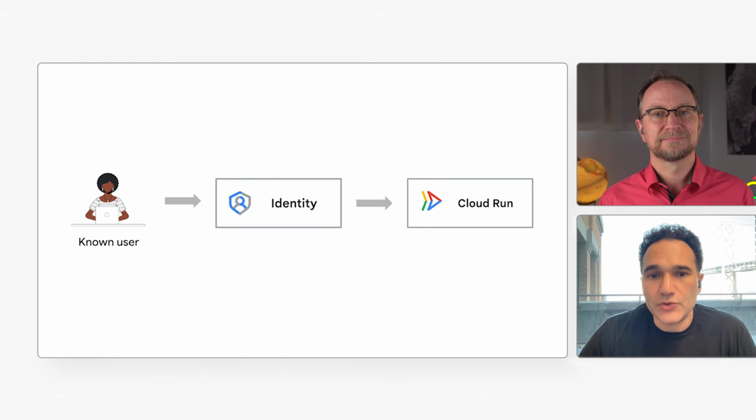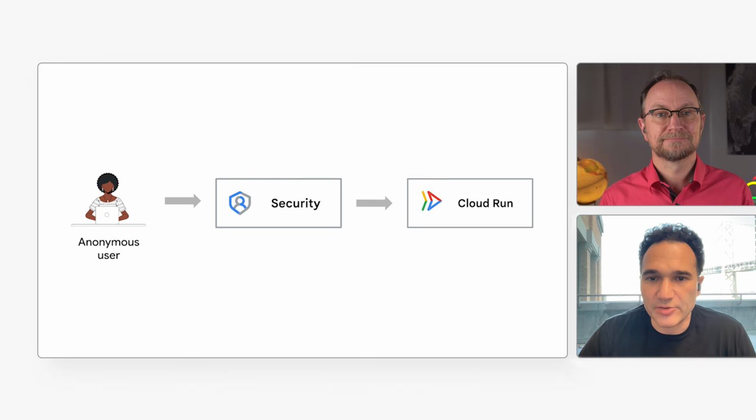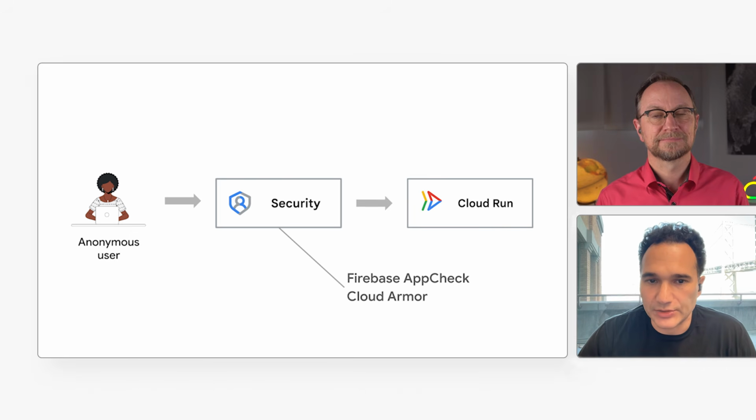Yes, there is, but it requires a little more work. You can require requests to your Cloud Run service to be authenticated. You can use Identity-Aware Proxy, Identity Platform, or Firebase Authentication for that. But what about if my Cloud Run service supports anonymous users who don't log in? Then you can use Firebase App Check. Another option is to use Cloud Armor and a load balancer.